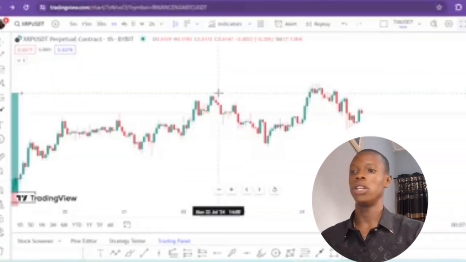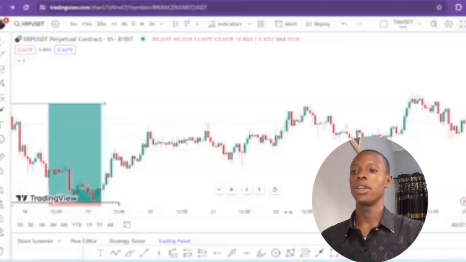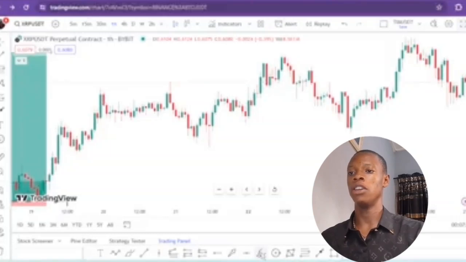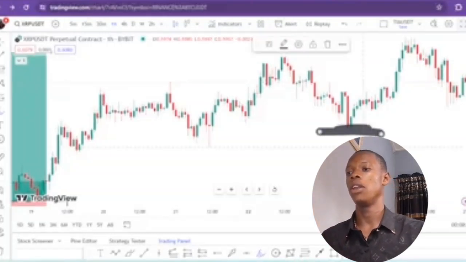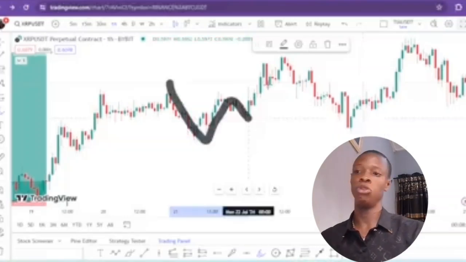Now here is the second entry I took. Here's the second time I took this trade, and if you watch this closely, I took this trade at this area, right? So why did I take this very trade? Now there was a downward movement, then a pushback up, then a pushback up, right?